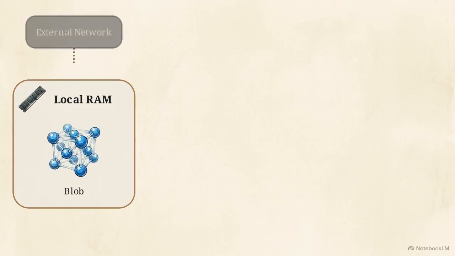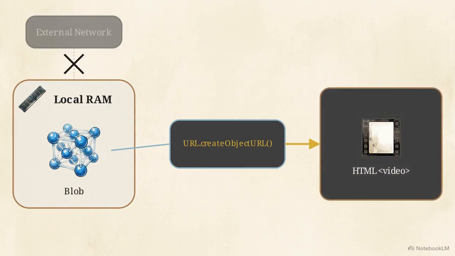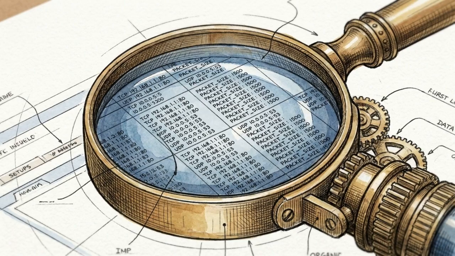blob:https. This diagram illustrates how a binary large object, or blob, functions. It is an isolated cluster of raw binary data allocated strictly within the browser's local RAM, separated from the external network. To display that data, the browser calls the URL.createObjectURL function. This maps the invisible memory sector to the visible HTML video element on your screen. Because the document inspector only shows the final mapping, discovering how that binary data entered the RAM requires monitoring the traffic hitting the network tab.